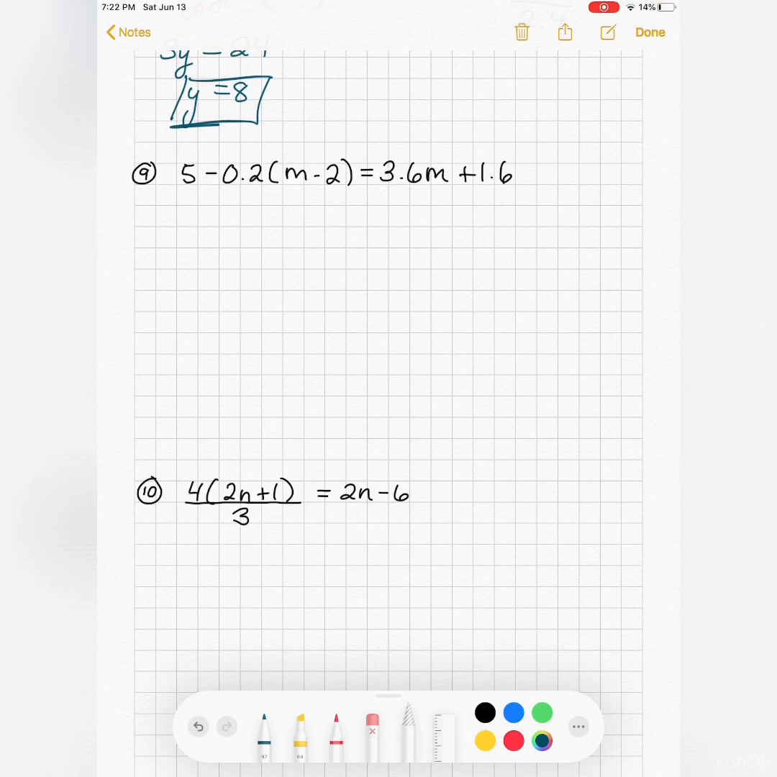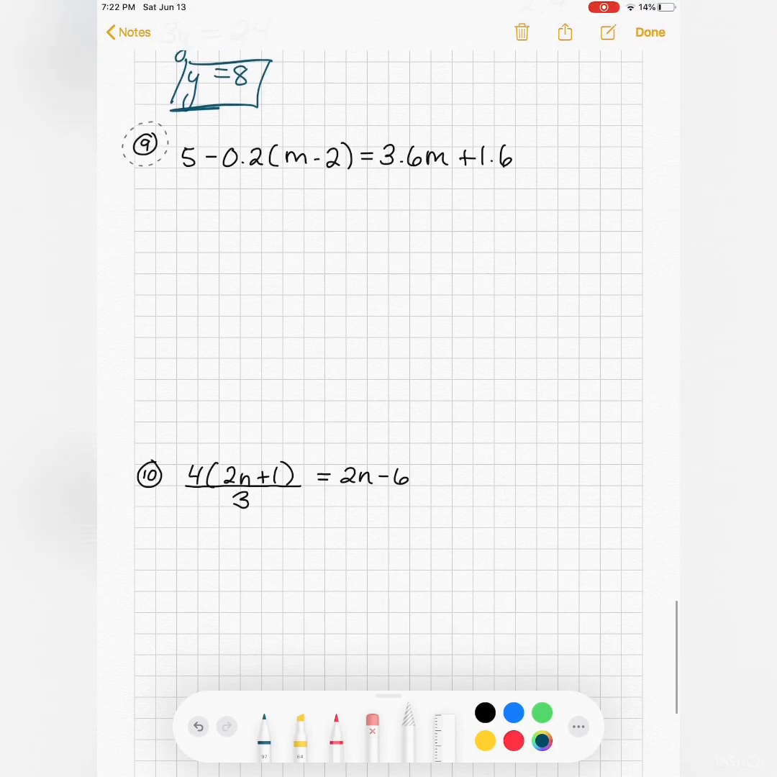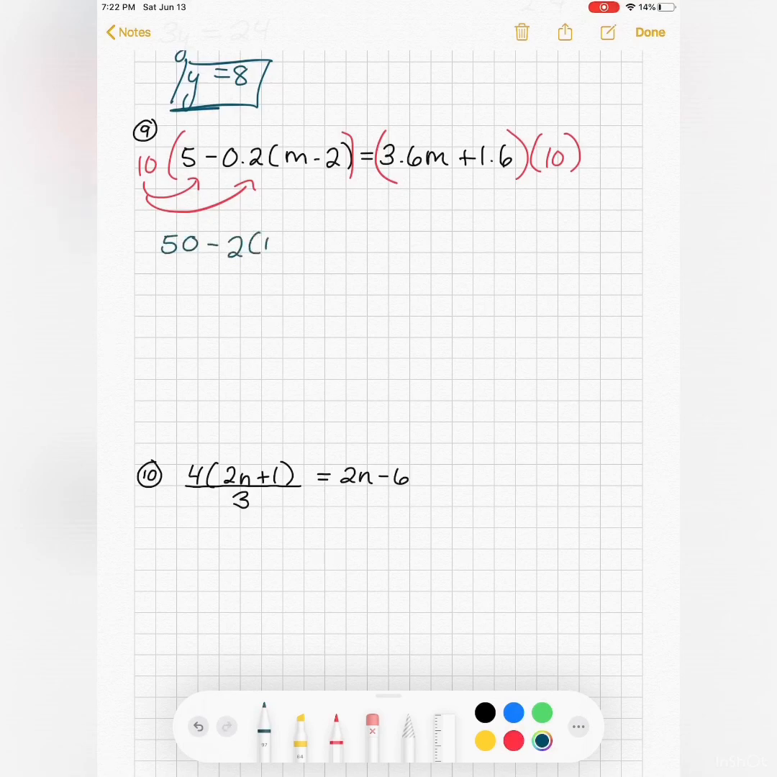What to do first with this one? Shall we get rid of the decimals immediately? So I have some ideas, but that's one thought. So what if I multiply the whole equation by 10 on both sides? So 50 minus 2 times m minus 2 is 36m plus 16. Distribute.